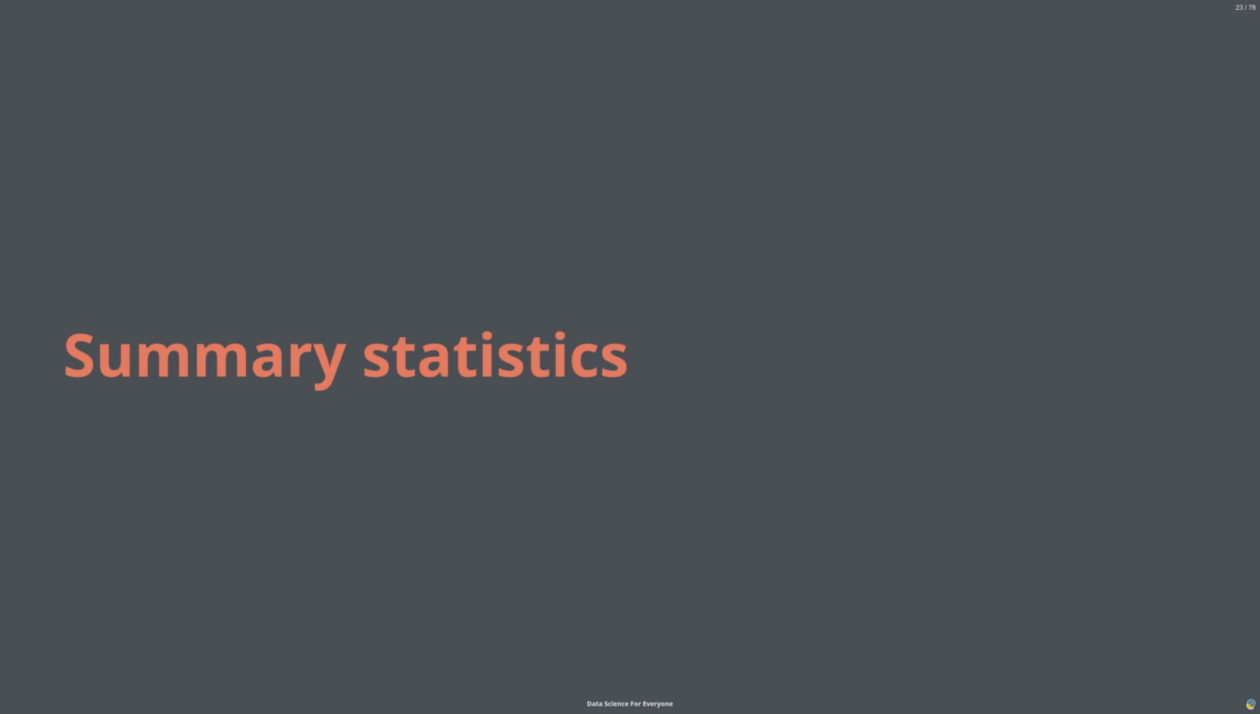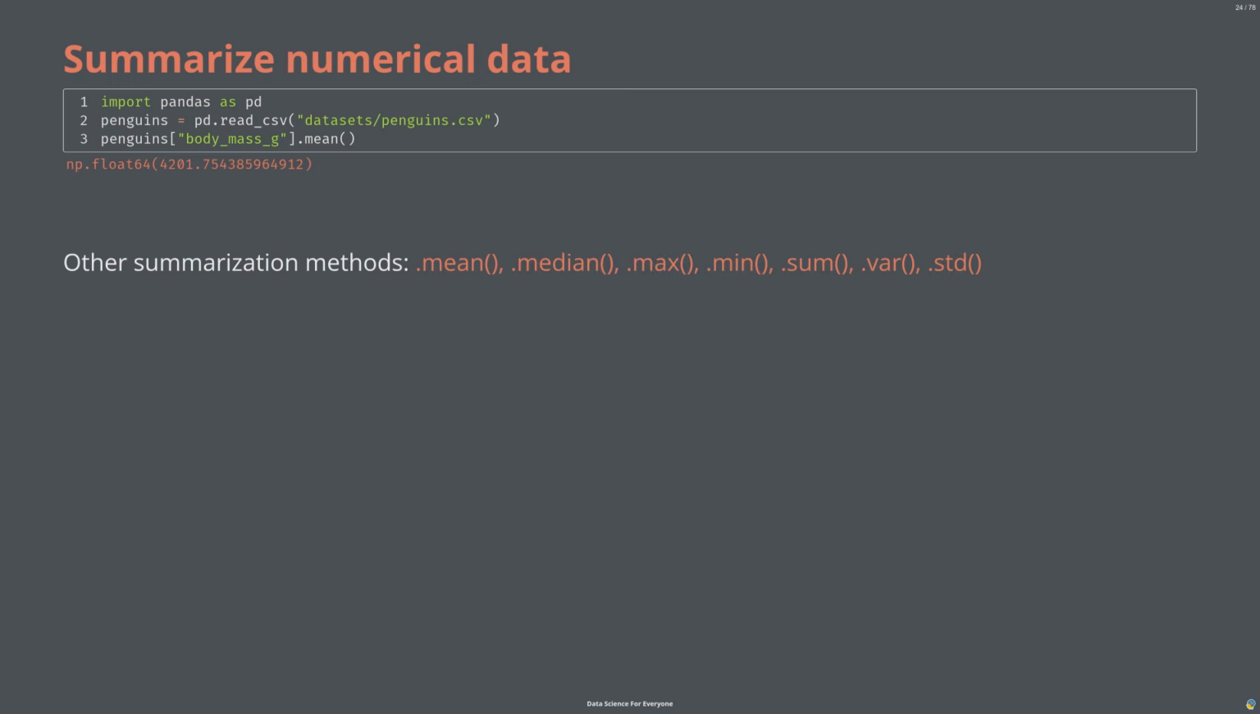Now let's learn how to compute summary statistics in Pandas. One of the most common summary statistics for numeric data is the mean. It gives you a sense of the center of the data. To calculate the mean of a column, you select the column using square brackets and then use the mean method. There are many other summary statistics you can compute as well, like median, mode, maximum, minimum, variance, and standard deviation. You can also calculate totals with sum or find specific percentiles using the quantile method.